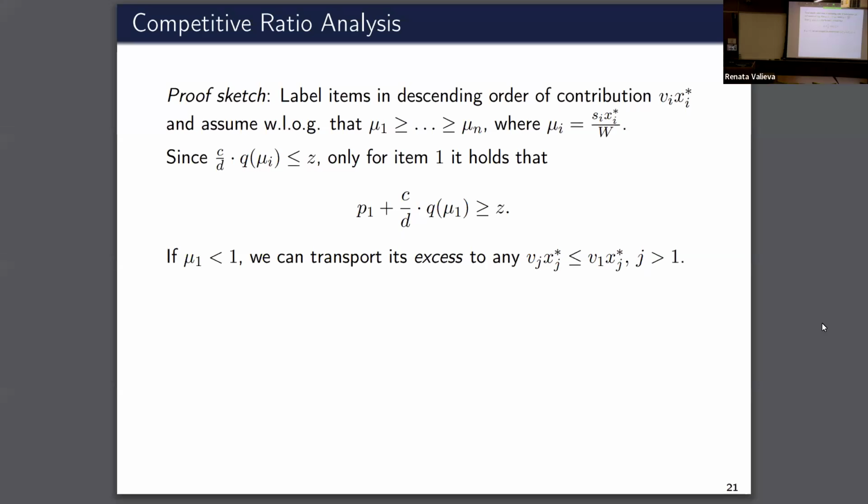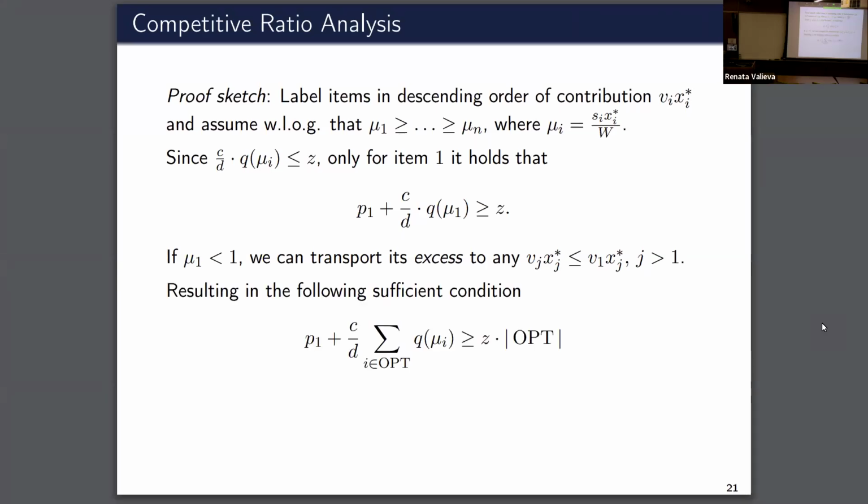And what we say is, if the first item gets more than Z, then we give its success to other items. Since this first item is the most profitable, it should be 1. Sorry, it's not Z, it's B1 X1 star. Then this is larger than any other item. So we take a bit from its probability and give it to other items.